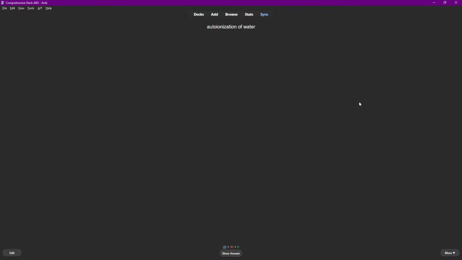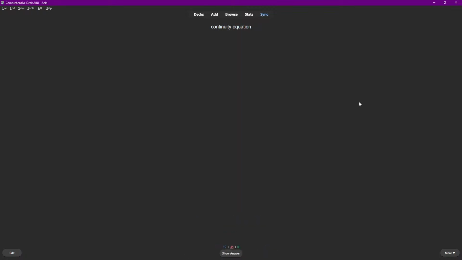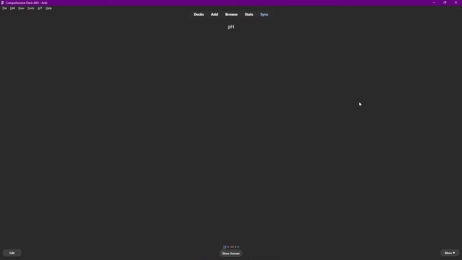Autoionization. So K of W is equal to H concentration times OH concentration. Continuity equation. This is P1 times V1 is equal to P2 times V2. A1 times V1 is equal to A2 times V2. pH is negative log of H. pOH is negative log of OH.